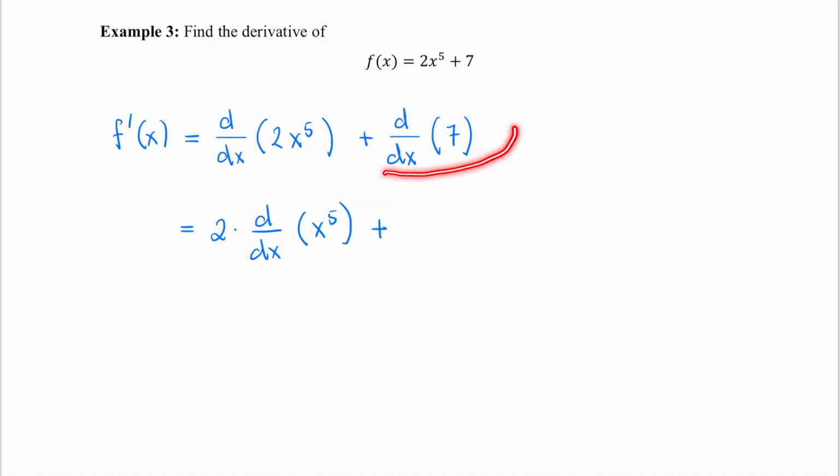Next, we take the derivative of 7. 7 is a constant, so we use the constant rule. The derivative of a constant is 0. So the derivative of 7 is 0.